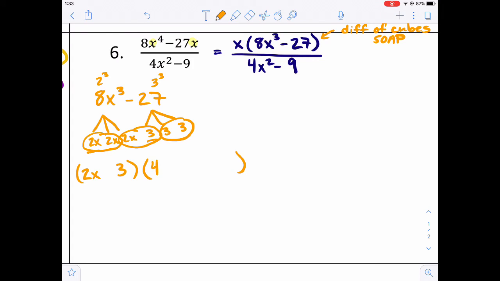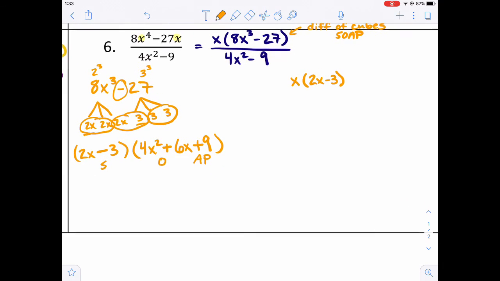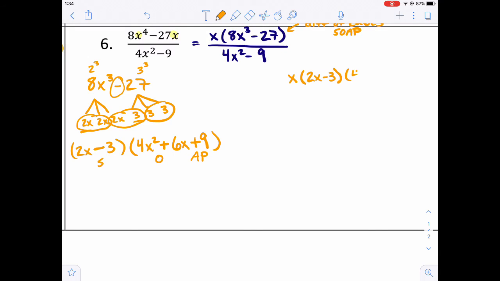2x times 2x is 4x squared. 2x times 3 is 6x. 3 times 3 is 9. Then we use SOAP to clean it up. S-O-A-P. S is same size as original, it's minus. O is opposite, that's plus. AP is always positive. So our numerator is going to be x times what we just got, 2x minus 3. Don't forget your GCF, that x out front. And then our 4x squared plus 6x plus 9.